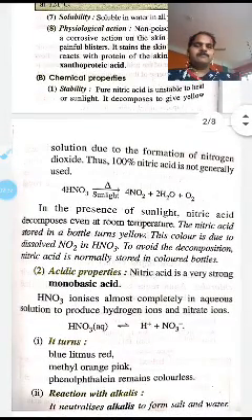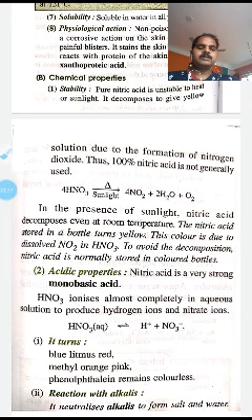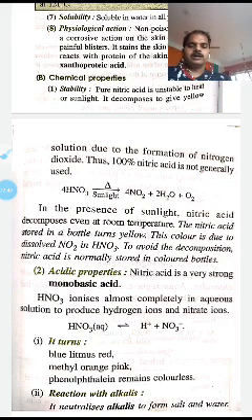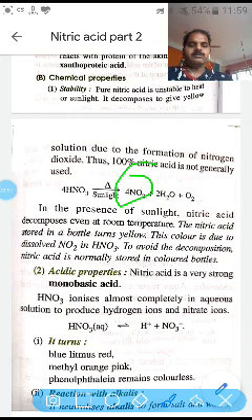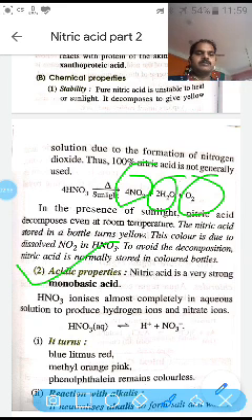Stability. Pure nitric acid is not very stable, but it can be stored in a brown colored stoppered bottle. Pure nitric acid decomposes in heat or in presence of sunlight to form nitrogen dioxide, water and oxygen. Okay, now we will study acidic properties, part 2 of our study.